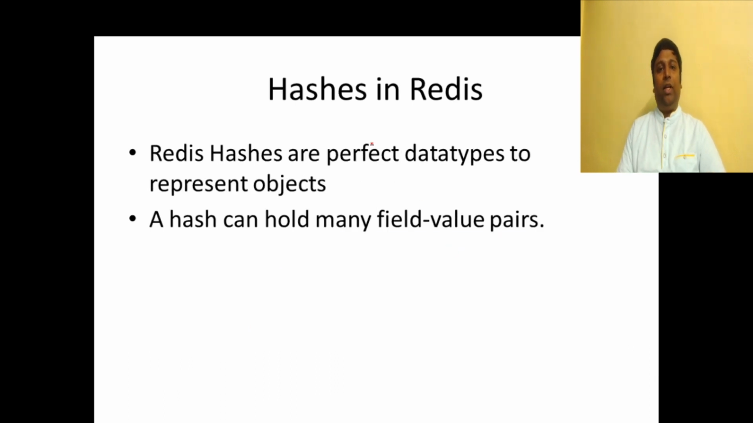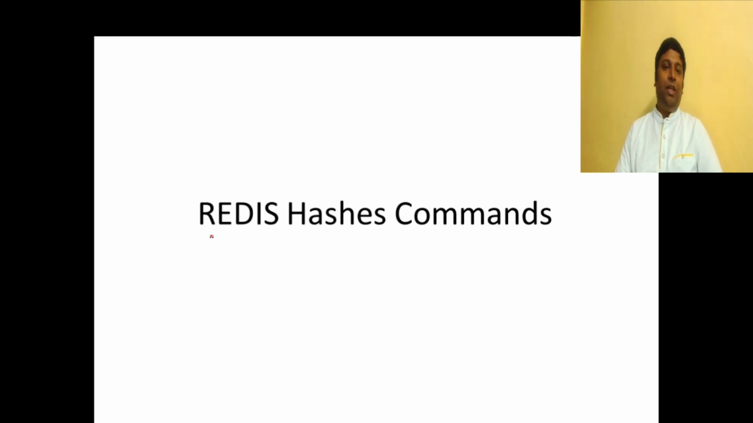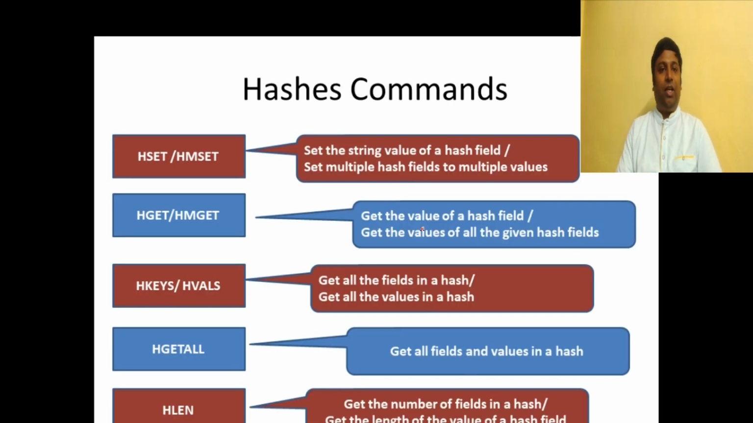Now let us take a look at the definition for hashes in Redis. Hashes are the perfect data types to represent objects. And as seen in the previous slide, a hash can hold many field value pairs for a particular object. Now let us dive into the commands that are used for working with hashes in Redis. These commands are, as usual, pretty simple, and they are very similar to the commands that we have learned with sets and sorted sets.